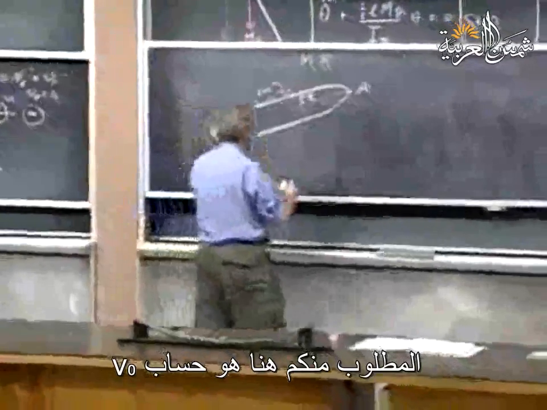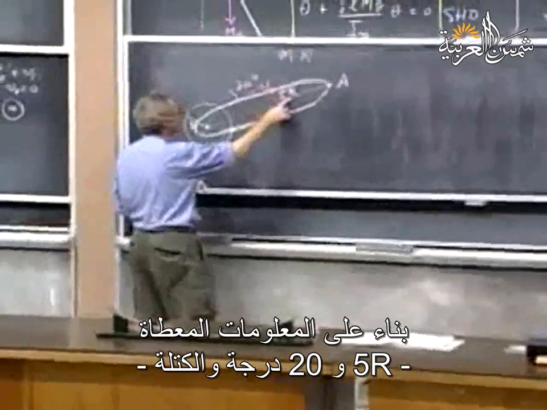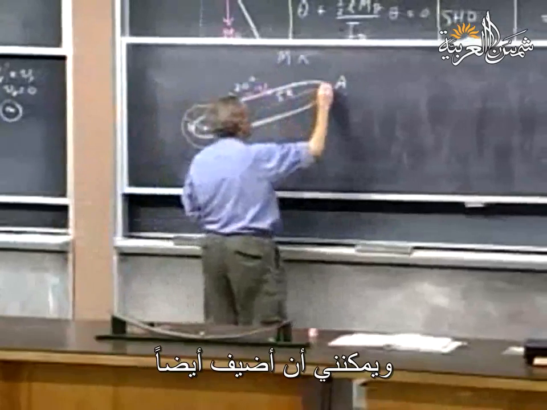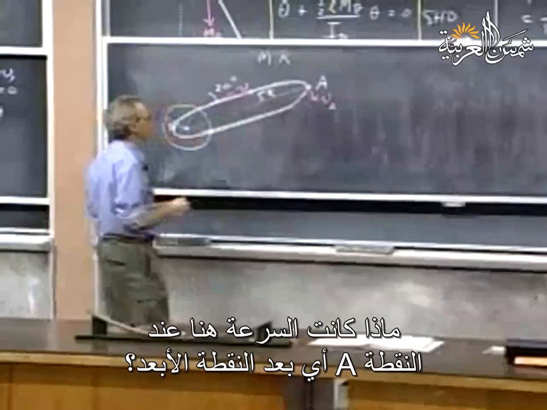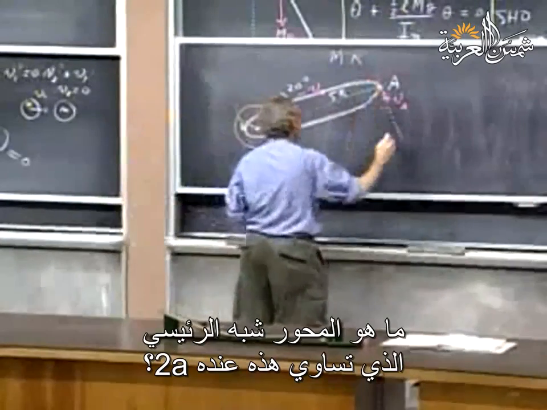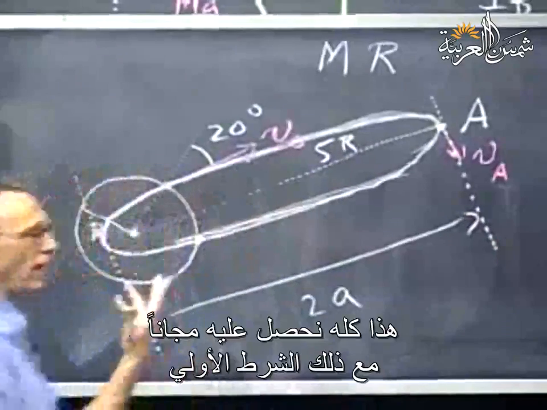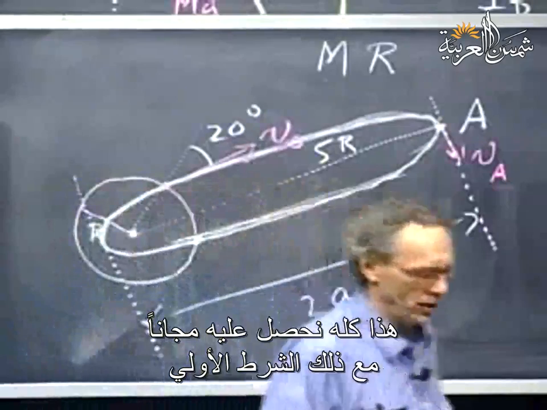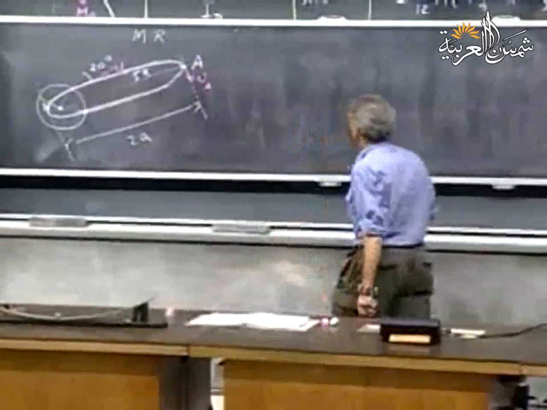What you're being asked is to calculate what V0 was, only based on the information of the 5r and the 20 degrees, and on the mass. And I can add to it what is the velocity here at A, when it is farthest away. And I can even add to it what is the semi-major axis, where this is 2A. All of that comes for free with that initial condition and the knowledge that it goes out 5 planet radii.